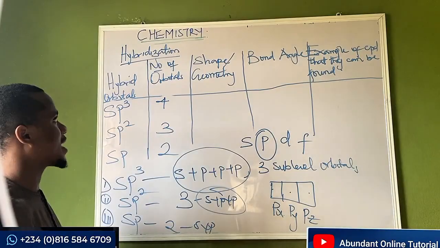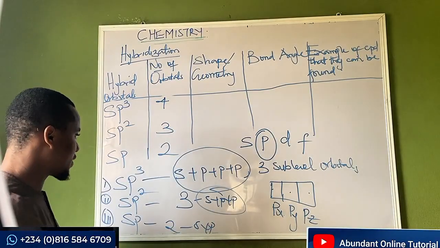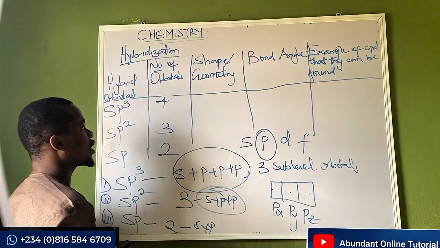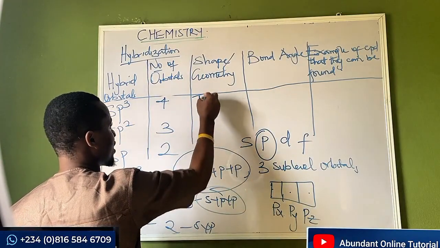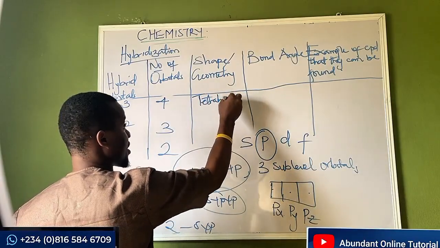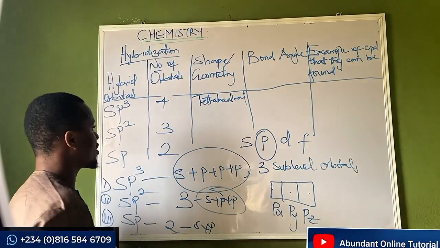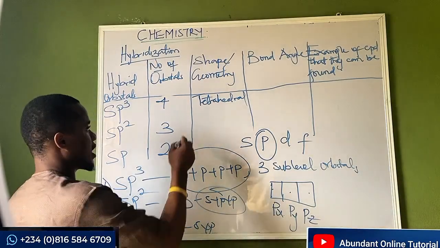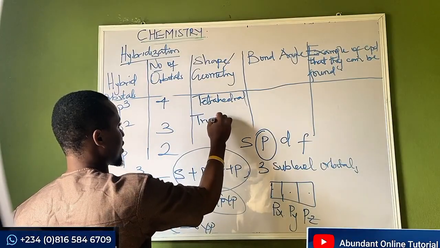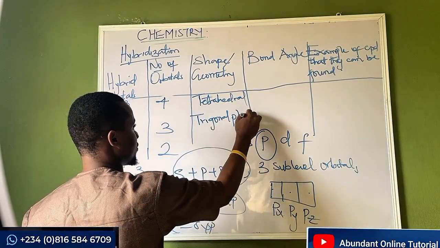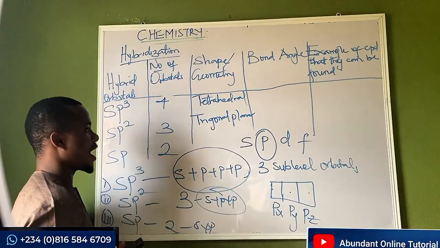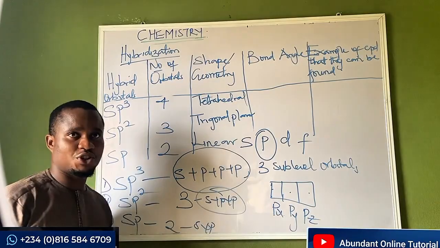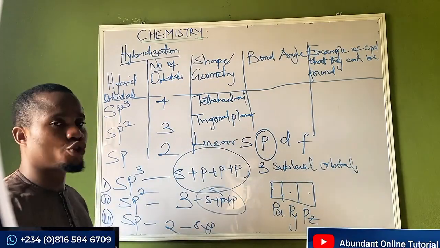Now, let's look at the shape of each of these orbitals. For sp3, the shape is tetrahedral. The shape of sp2 is trigonal planar. The shape of sp is linear. It has a linear shape, or geometry.